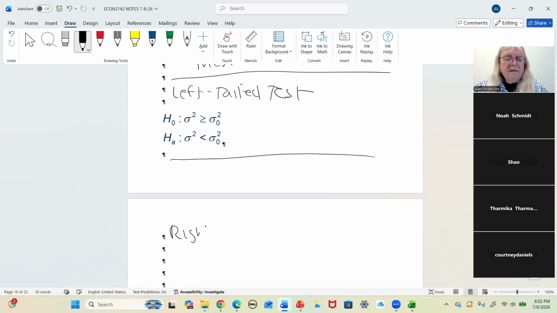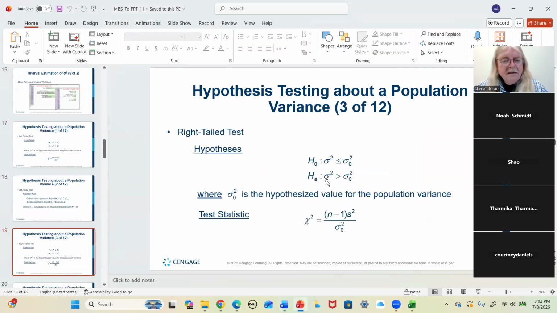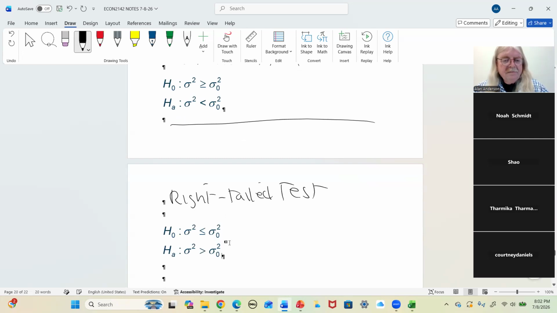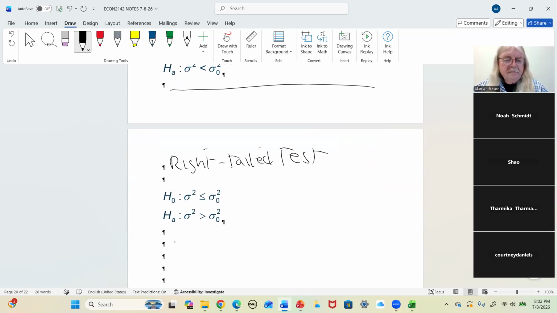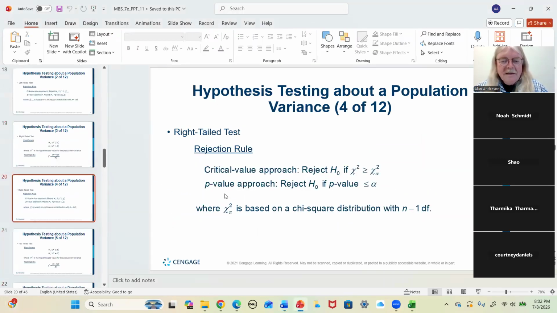Right tail test. And the right tail refers to the alternative hypothesis. And of course, our friend, the two-tailed test, right here.